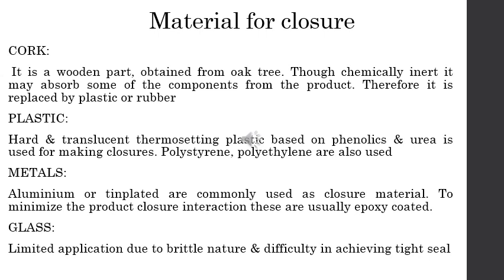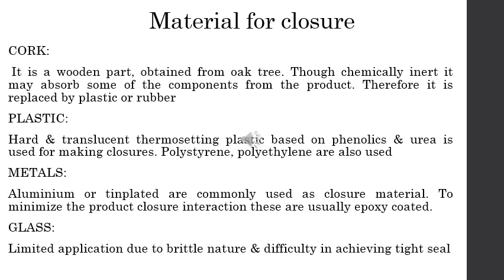Plastics are also used as a material for closure. It is hard, translucent, thermosetting plastic based on the phenolic and urea formaldehyde. Other than this, polystyrene or polyethylene is also used. Metal closures include metals like aluminum or tin plated, which are commonly used. To minimize the interaction between the product closure and the formulation, we generally coat it with epoxy resin.